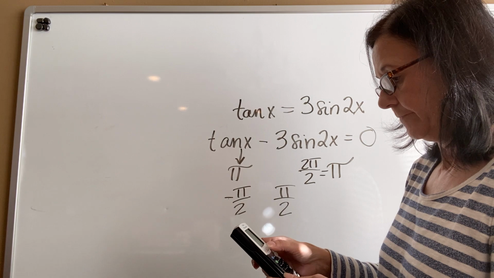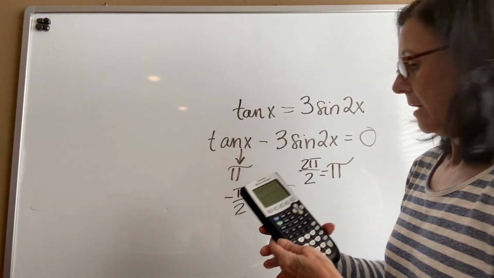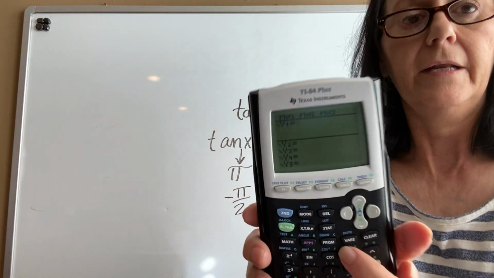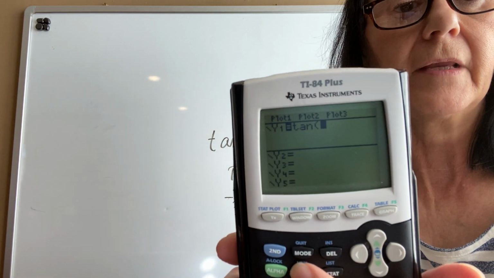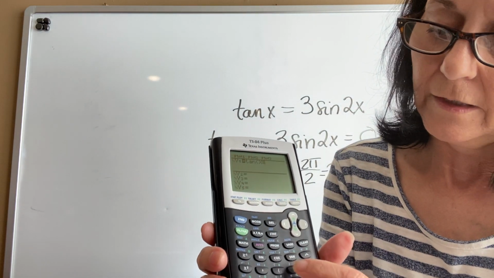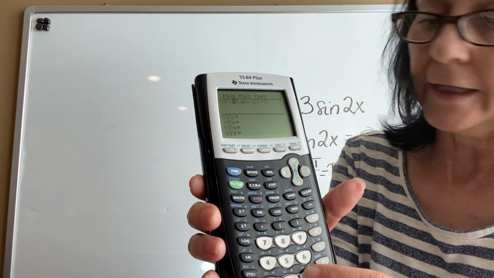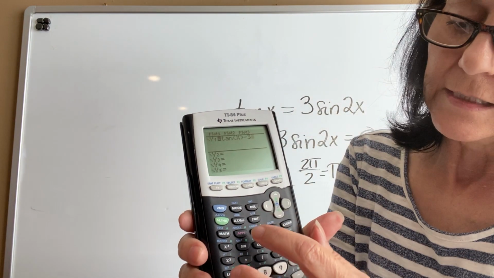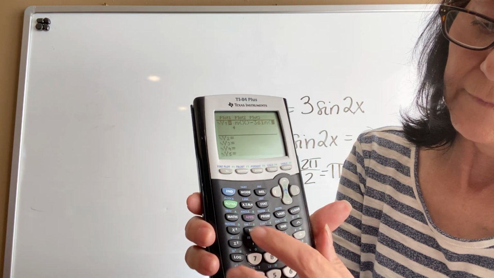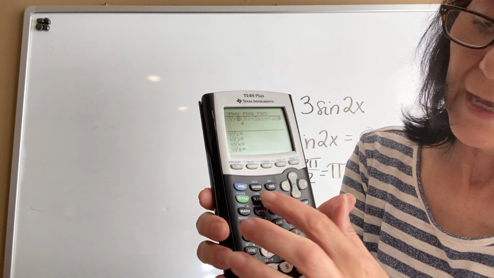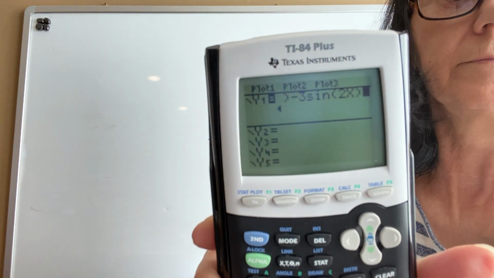But here's where I'm looking between those two values. All right, so I'll go in and I'll just do the tan of x, close, minus 3 sine of 2x, close.